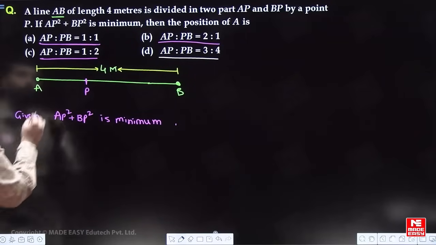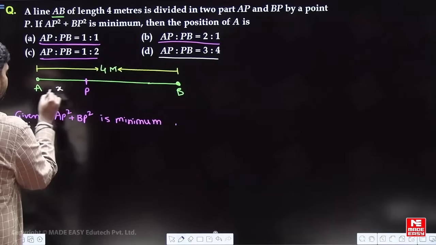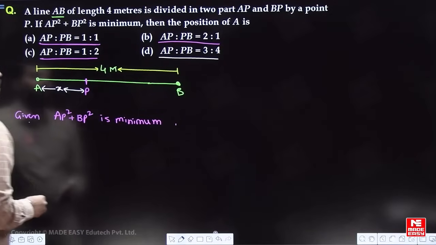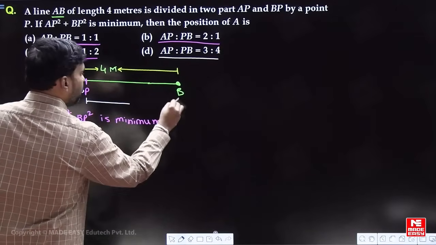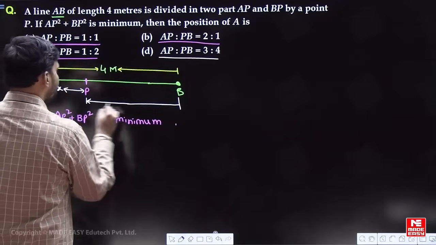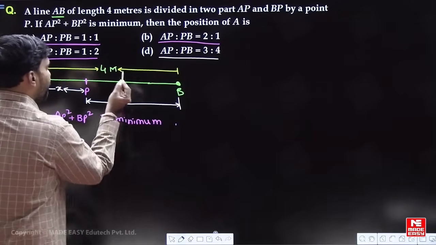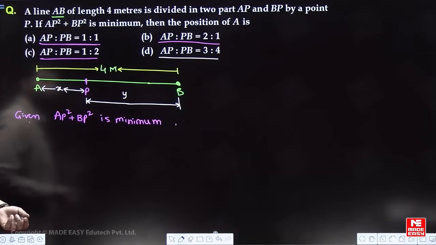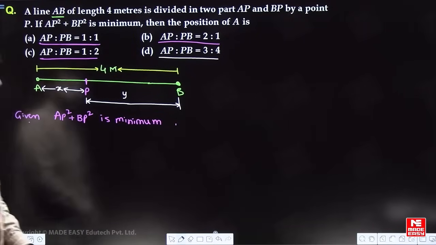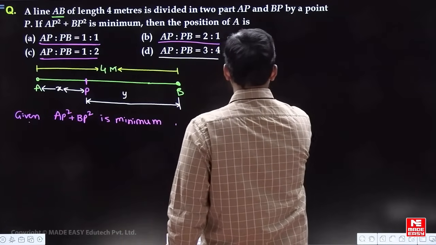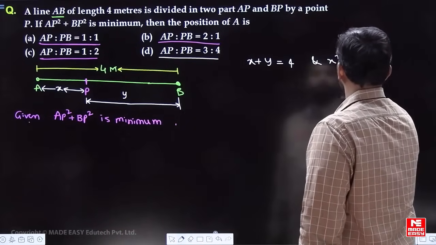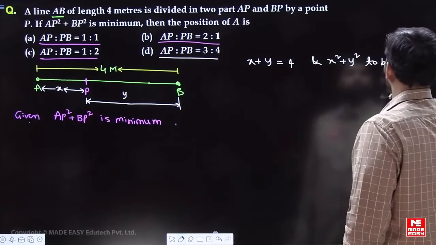Chalo beta, ek point batata hu. Let us suppose this length is X, and this length is Y. X plus Y is equal to 4, or not? X plus Y is equal to 4 here. So now we understand X plus Y is equal to 4, and X square plus Y square is to be minimum.